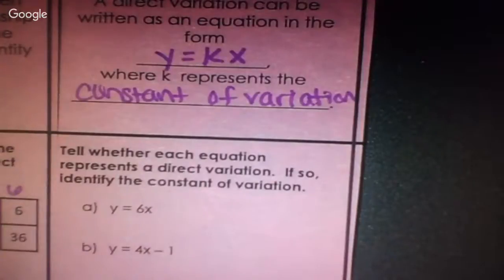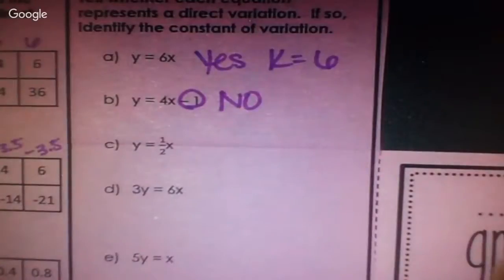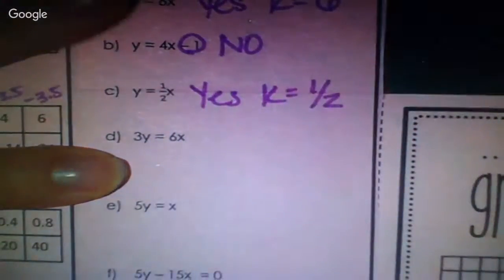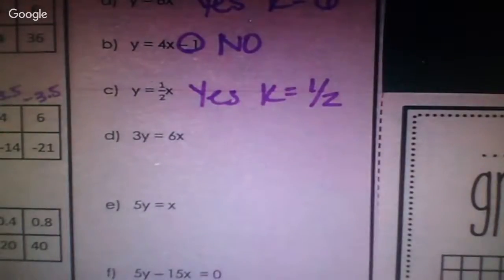So, take a look at A. Yes or no? Yes. K equals 6. B. No. What causes this to be no? This -1 here causes this to be no. What about C? Yes. And you said what? 1/2. K equals 1/2. So if it's like this, you just always take away the X on the end and just put K.